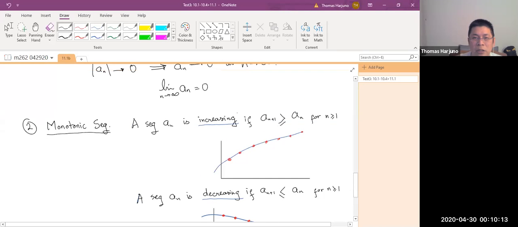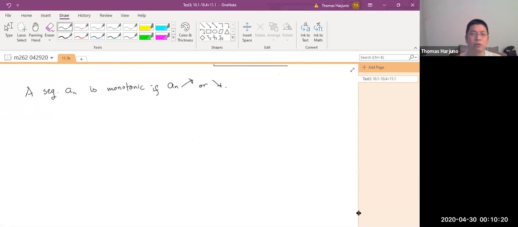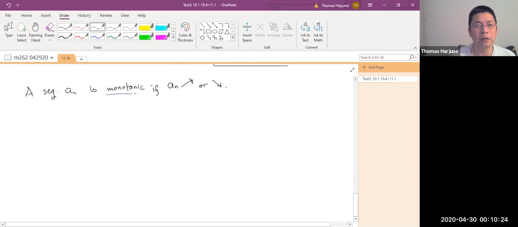If the sequence is increasing or decreasing. You see what I mean? So the word monotonic covers either if it is increasing or decreasing.